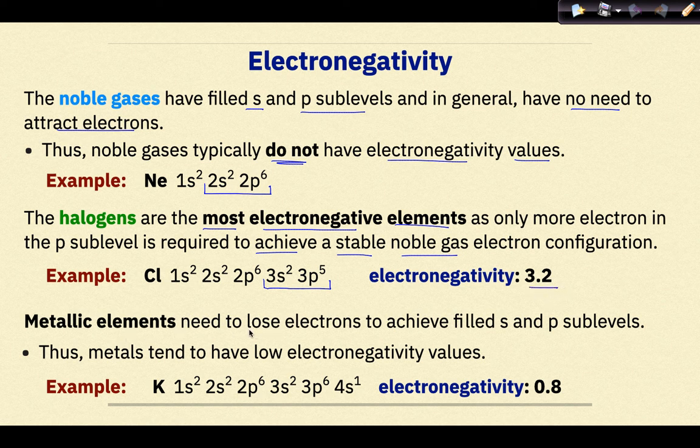Metallic elements need to lose electrons to achieve filled s and p sublevels. Thus, metals tend to have low electronegativity values. So, for example, potassium: 1s2, 2s2, 2p6, 3s2, 3p6, 4s1. If it loses this 4s1 electron, then it will have a noble gas configuration that is equivalent to argon, and it will be much more stable. Therefore, the desire to further attract electrons to itself is very, very low. It would much rather give those electrons up. So the electronegativity value is 0.8.